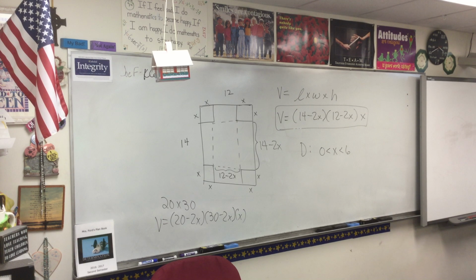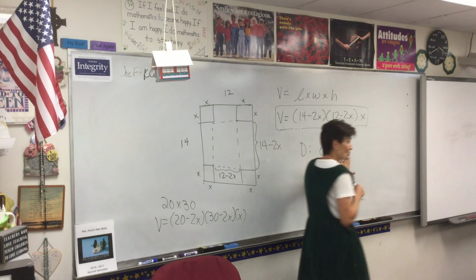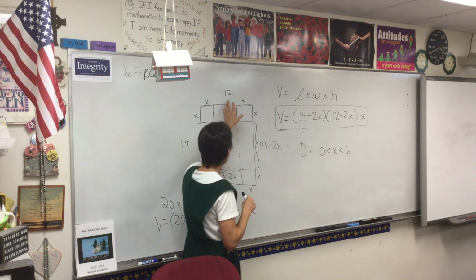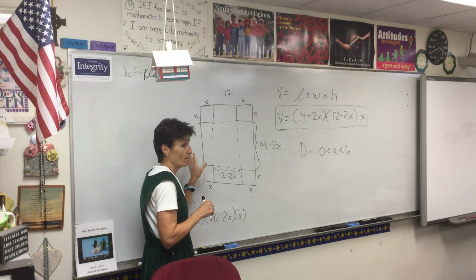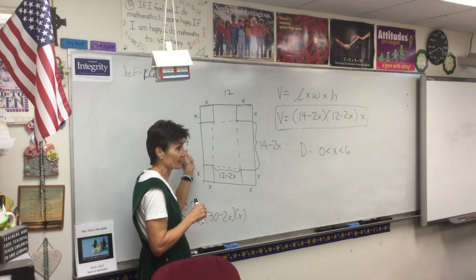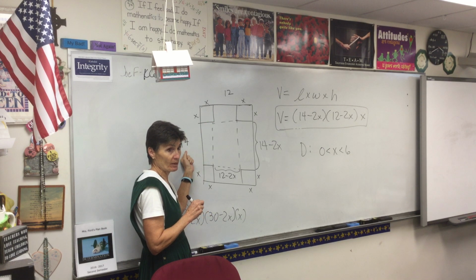Now, Emma said it also has to be less than 7. Well, wait a minute. If I'm less than 6, won't I automatically be less than 7? So when you look for your restriction here, look at the smallest dimension, because the smallest one is automatically going to take care of the bigger one.